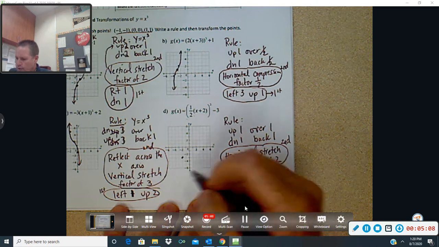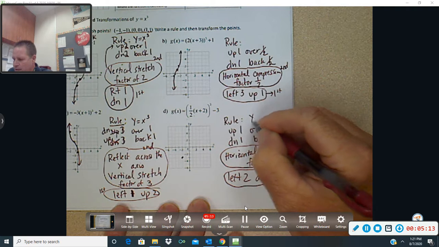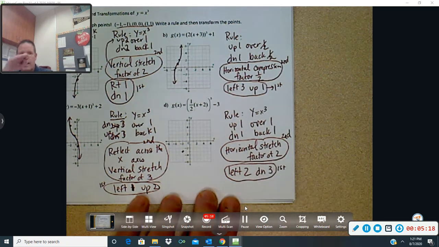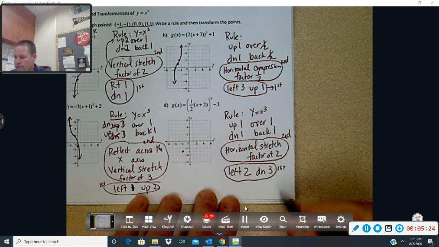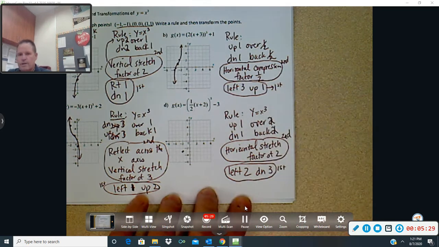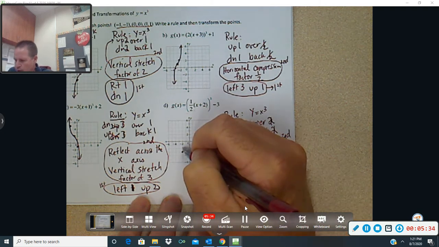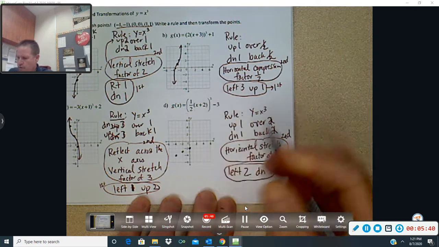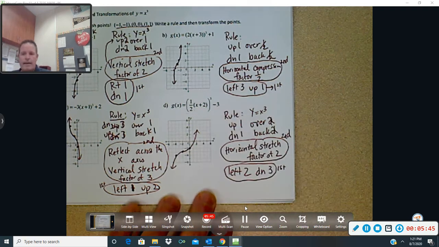Okay, now our rule is to go up 1, over 1, down 1, back 1, but that's if we just have the regular y equals x cubed. But we can't do that. We've got to horizontally stretch it. Horizontal, side to side. Side to side is your over and back. How are you going to change your over and back? By a factor of 2. So go over 2, go back 2. We're going to change that by a factor of 2. And now you've got your directions on how to make your graph. We're going to go up 1, over 2. We're going to go down 1, back 2. Half a parabola up, half a parabola down, and you've got it.